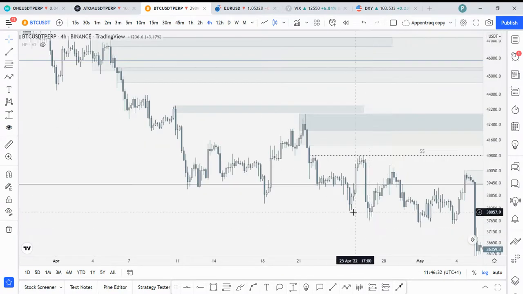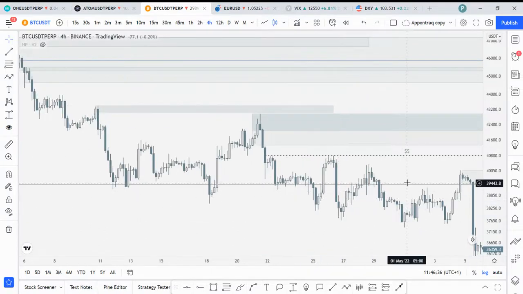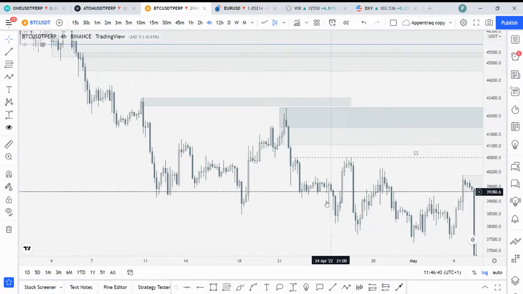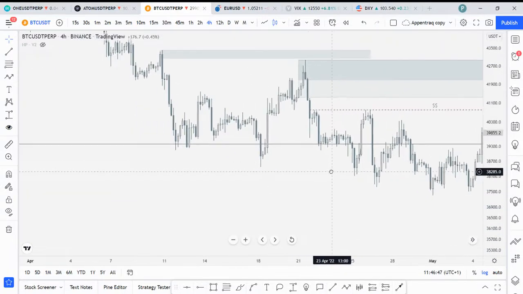I didn't play this well because I was trying to play intraday. I wasn't interested in a swing long. So I didn't play this well. It would have been a really nice trade.